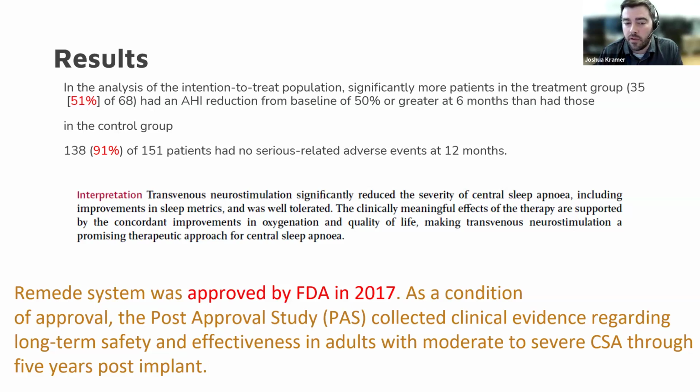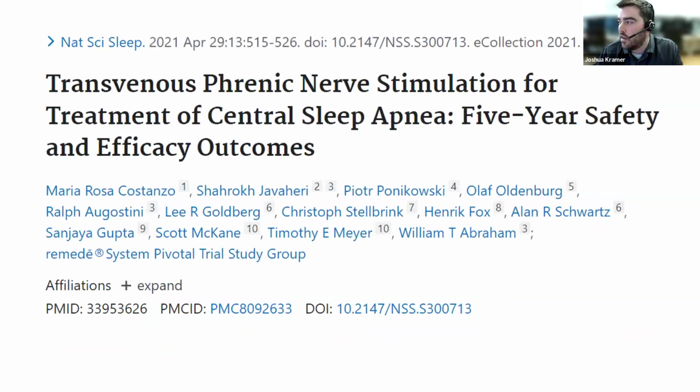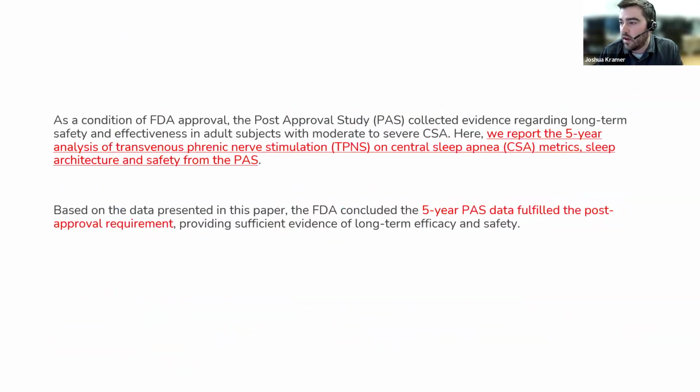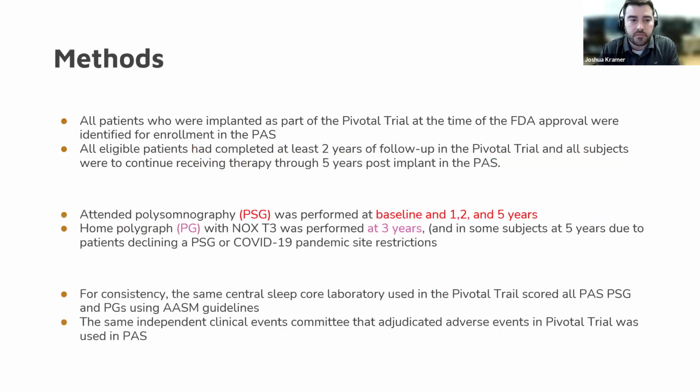So the next paper that we'll talk about is this study, which they call the PASS study, or the post-approval study. So here it is once again, the 5-year safety and efficacy outcomes. At the beginning of this paper, they once again highlight why they're doing this. This is also reporting in a 5-year analysis. To jump ahead, they did say that based on this paper, the FDA has concluded that they have fulfilled the post-approval requirement. So let's go ahead and jump into this.